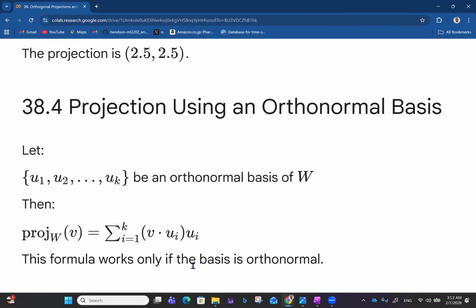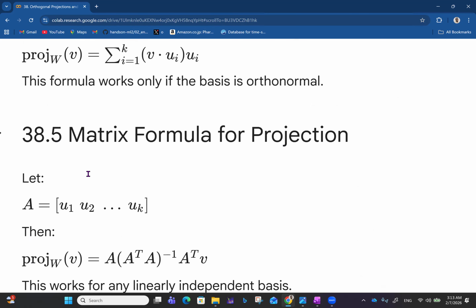This formula works only if the basis is orthonormal. If it wasn't orthonormal, this won't work. If it is orthonormal, all the vectors already have a magnitude of 1. So they are all unit vectors, they have magnitude of 1. I think that's one nice way to put it.